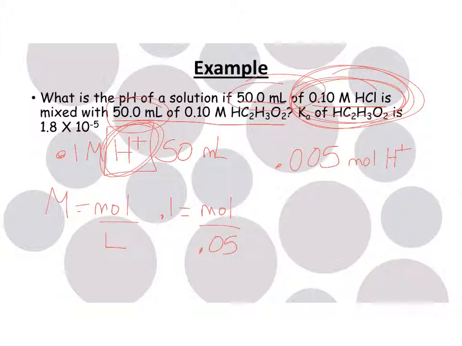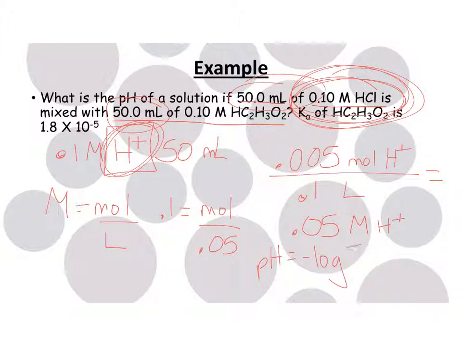All right, now we need to divide it by our new total volume. So we got 50 plus 50, that's 100 milliliters. Convert it to liters, it would be 0.1 liters. So 0.005 divided by 0.1 is going to give us a concentration of 0.05. Okay, so this is our H+ concentration. Now to get to pH, we're just going to simply negative log that. So negative logging it, we get a pH value of 1.3.